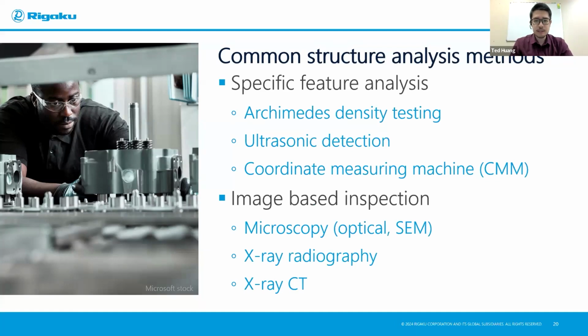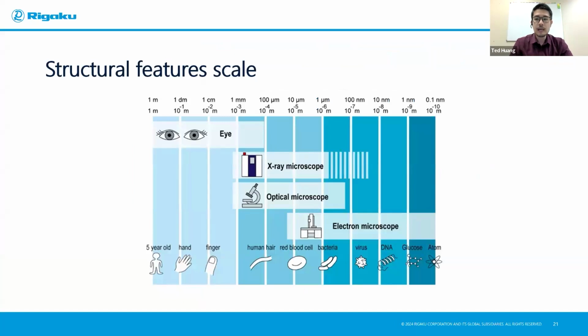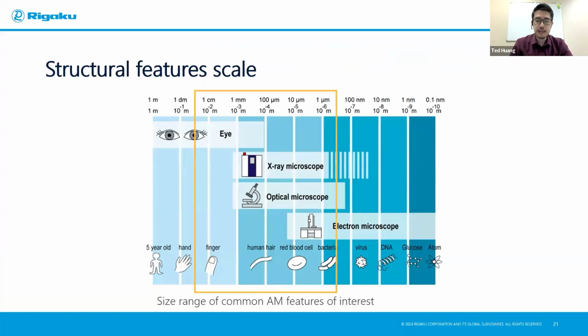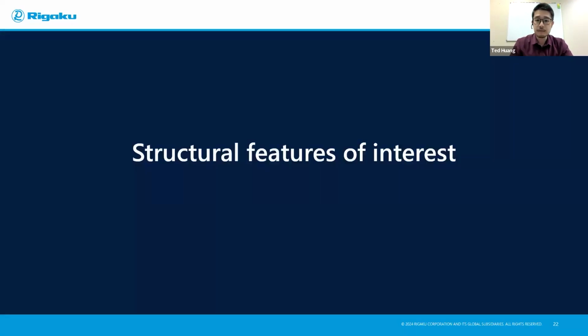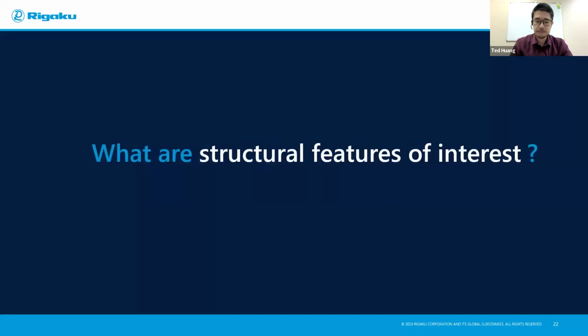So among these image-based inspections, how do you choose which one to use or which one to add to your arsenal? Well, we have to know what they can see. Based on different feature sizes, you probably want to choose different tools. And the key feature size we're interested in for the additive manufacturing process lies in about this range. But when I talk about the size of the common AM features, I have to talk about what the common AM features are that people are interested in.